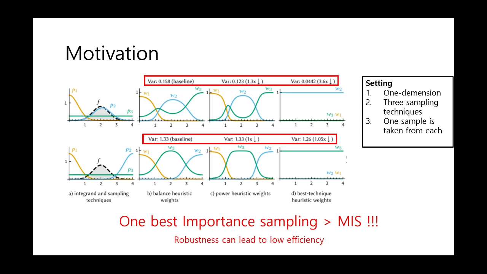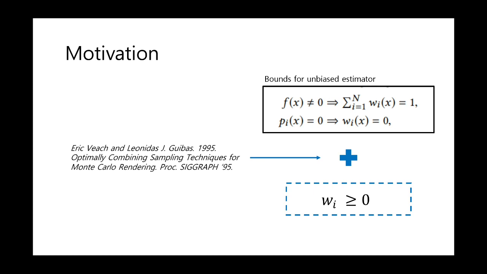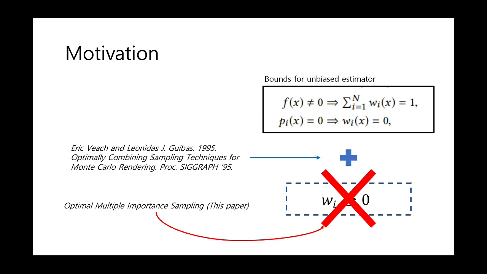As I said before, multiple sampling improves the robustness of the estimator, but the robustness comes at the expense of decreased overall efficiency. To improve the efficiency of MIS, they looked again at the past paper introducing balance heuristics, and then they found that there was an implicit bound in which the weighting function should be greater than 0. Therefore, they erased this bound so that no bounds were left other than those necessary to ensure unbiasedness.